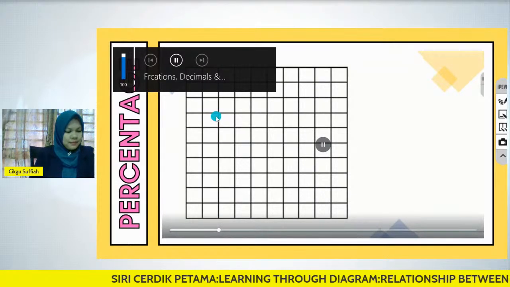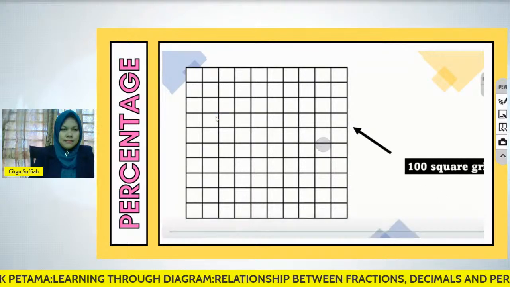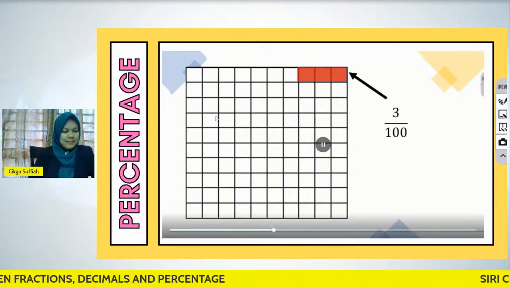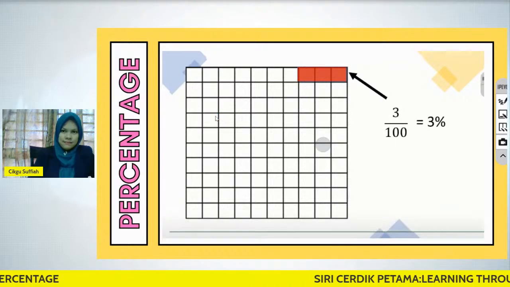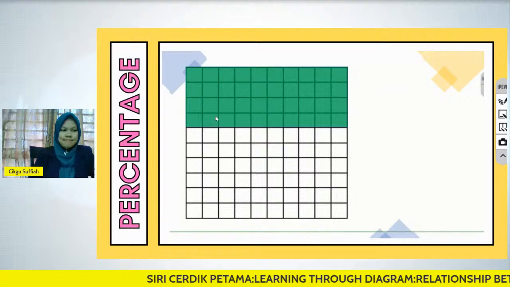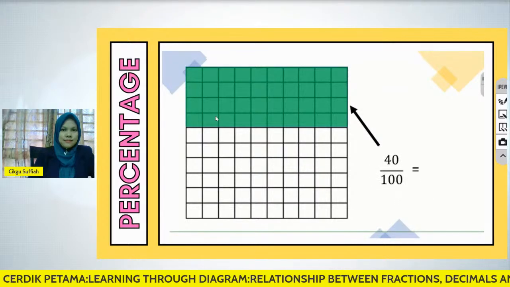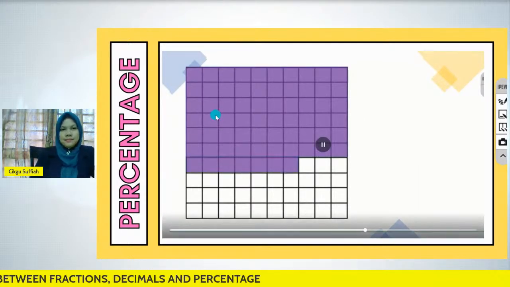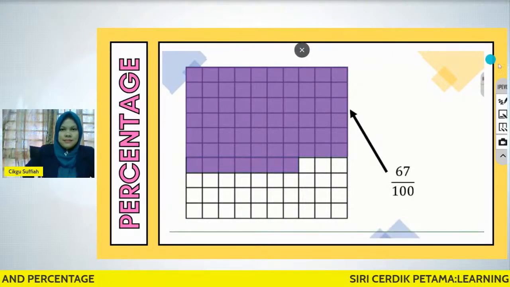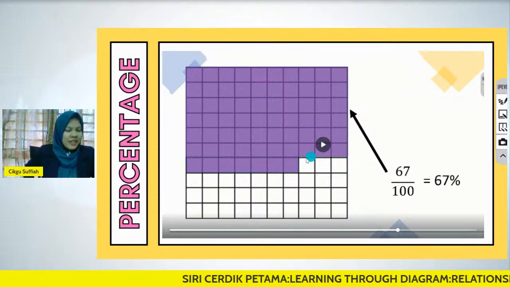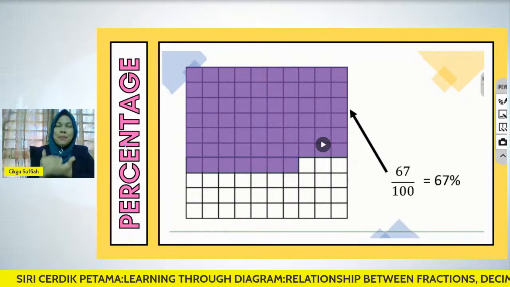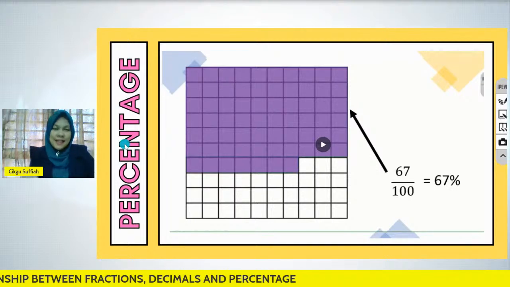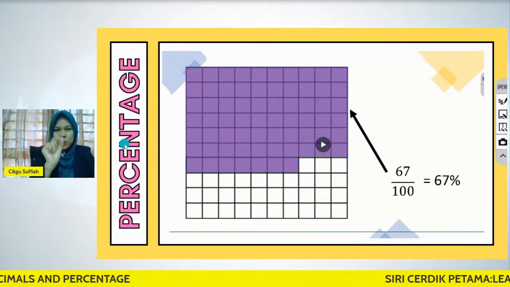When we say percent, what we are really saying is per 100. 3 over 100 means 3%. 40 over 100 means 40%. 67 over 100 means 67%.